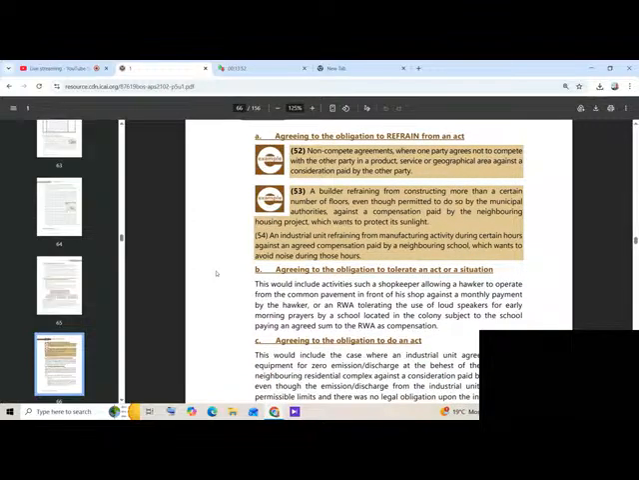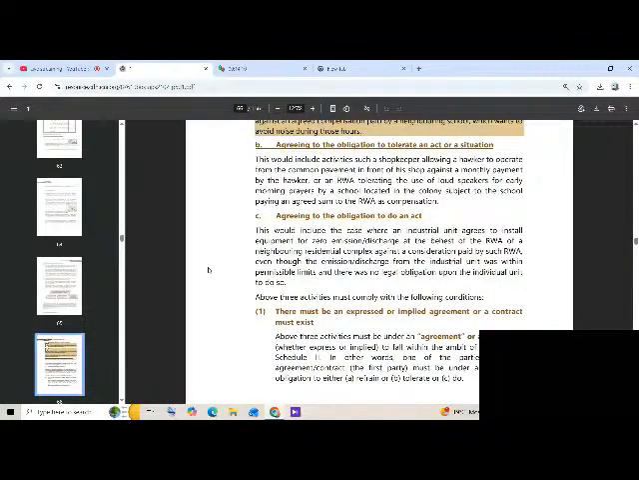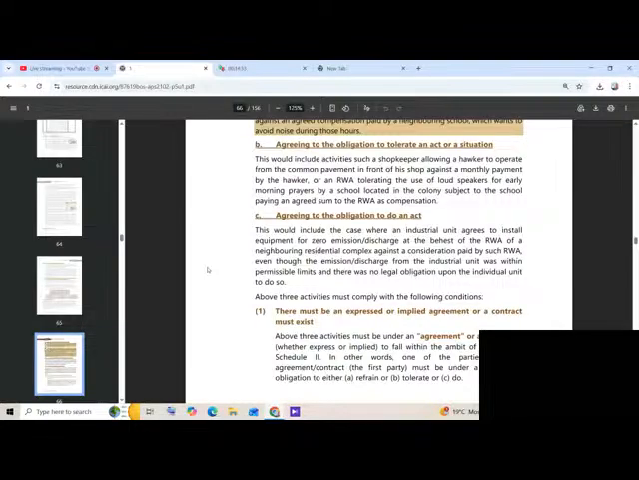Agreeing to the obligation to tolerate an act or a situation. This would include activities such as a shopkeeper allowing a hawker to operate from the common pavement in front of his shop against a monthly payment by the hawker, or an industrial unit agreeing to install equipment for zero emission at the behest of the RWA of a neighboring residential complex against a consideration paid by such RWA, even though the emission discharge from the industrial unit was within permissible limits and there was no legal obligation upon it to do so.